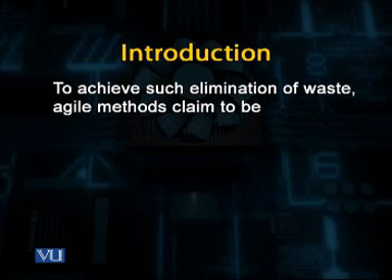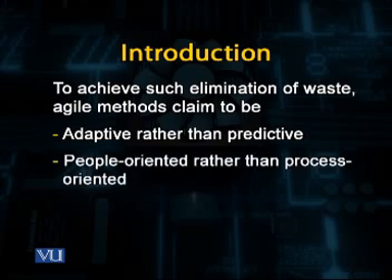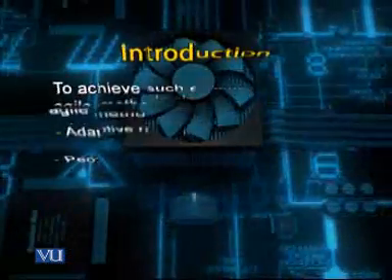And to achieve this elimination of waste, agile methods claim to be adaptive rather than predictive. That is, they adapt their processes or their methodologies according to the changing needs and changing requirements of the customers. And also, these methods are people-oriented rather than process-oriented. So the focus is on developing the skills of the people rather than spending too much time, energy and resources on developing processes, which has been the more focused approach taken in the traditional software development life cycles.